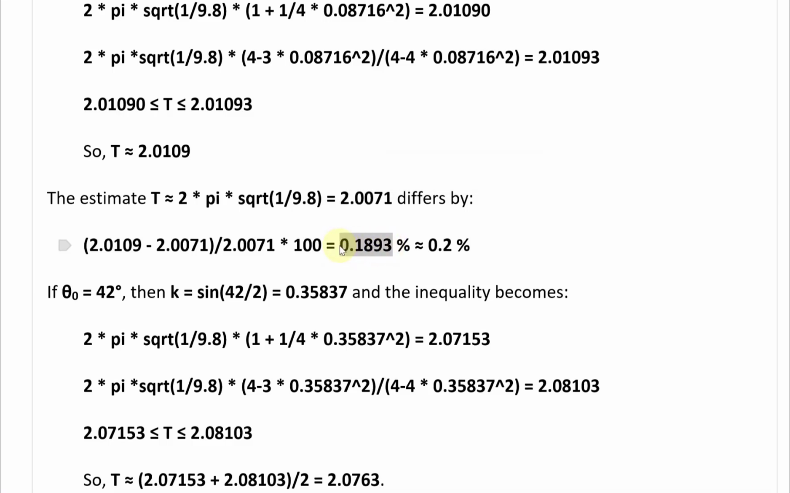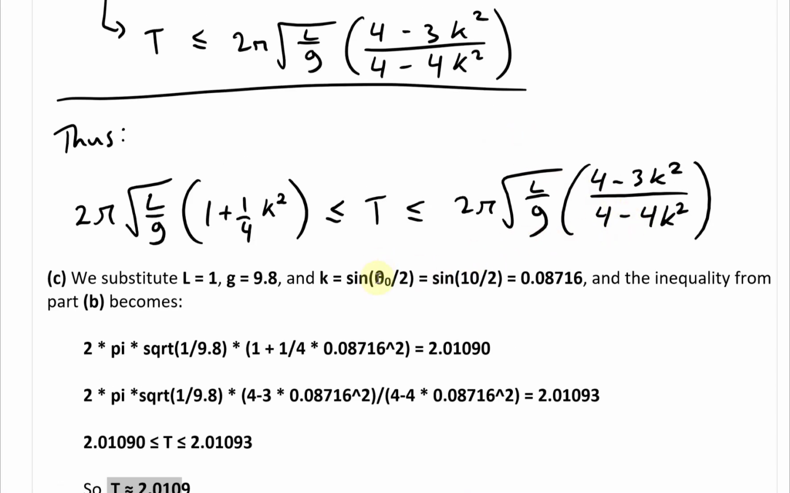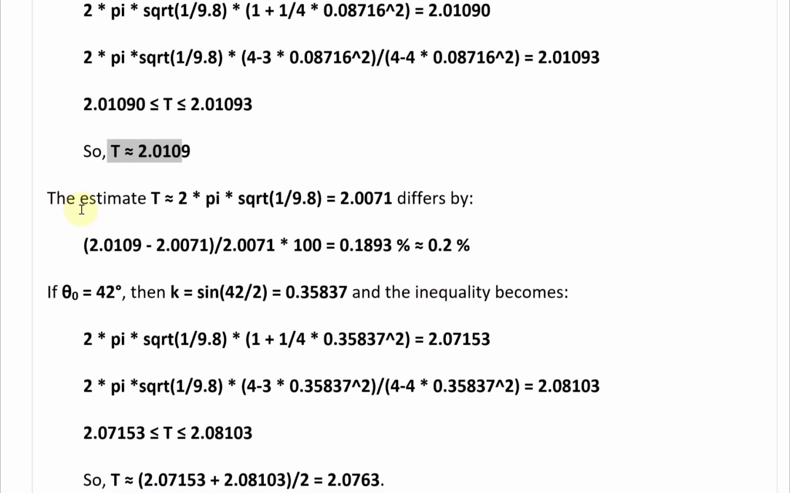The difference divided by this one here, and then times by 100 equals 0.1893. And this is a percent because we have this times by 100. So this is approximately equal to 0.2%. In other words, this is a 0.2% difference at theta equal to 10 degrees. Yeah, so that's what we have.